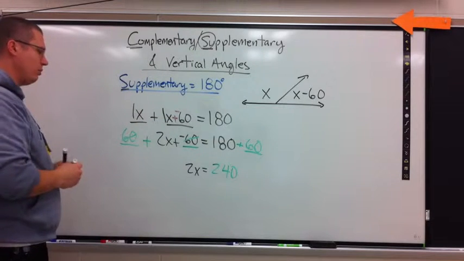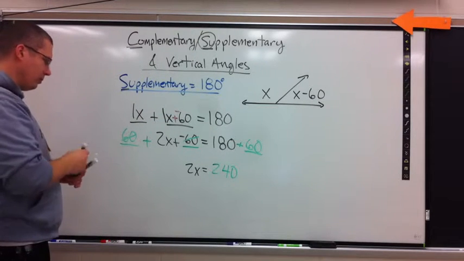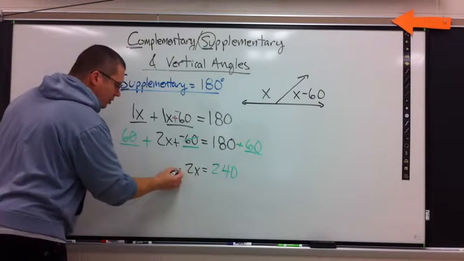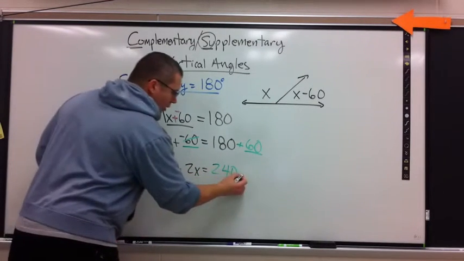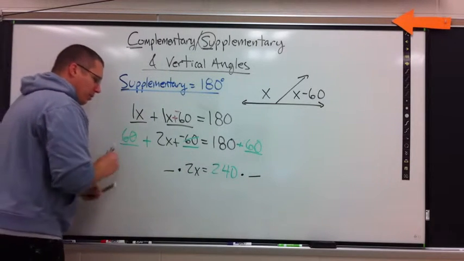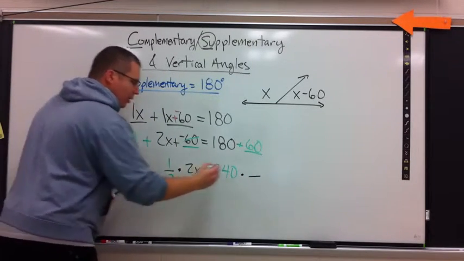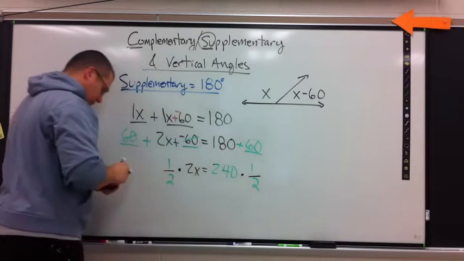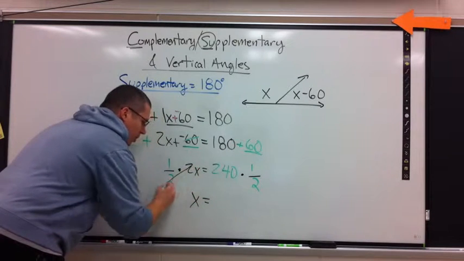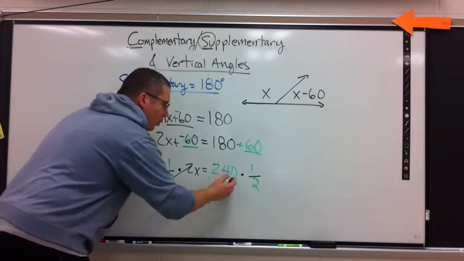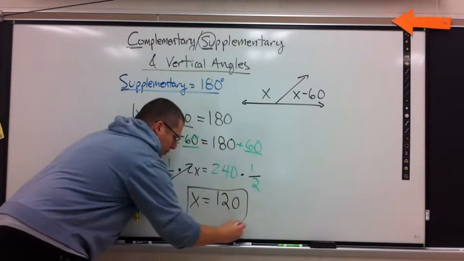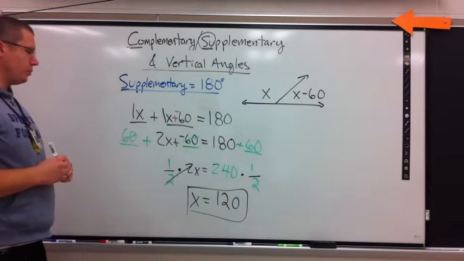About 240. Get rid of the multiply 2. Multiply by the reciprocal of 2, which is 1 over 2. Twos cross off, I'm left with x. 1/2 of 240 is 120.